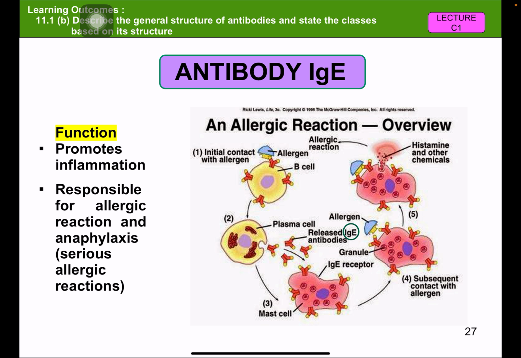So you can see here the allergic reaction, whereby the plasma cell will release the IgE antibodies. This IgE will promote inflammation, whereby the mast cell will release the histamine. So this is the histamine.